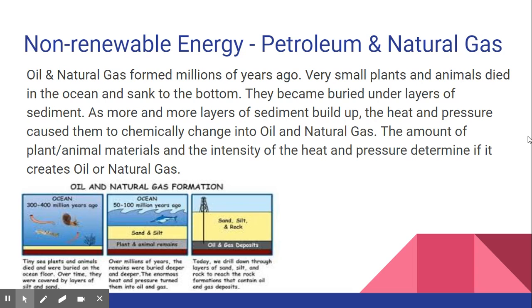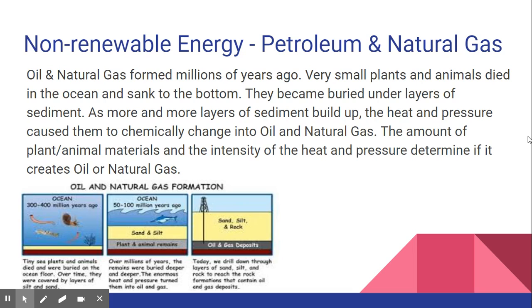But instead of being plant material, petroleum and natural gas were both plants and animals, and these occurred in the ocean as opposed to in swamps. They again became buried under sediments. Lots of layers build up, and that helps to create heat and pressure.